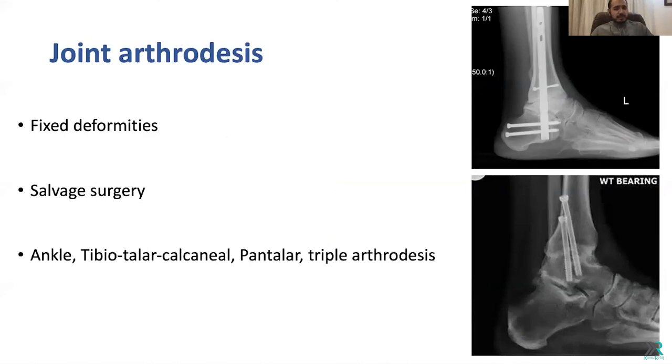There are many advancements in this field where now we're doing them arthroscopically. So it's minimally invasive: two small poke incisions to insert the camera and the arthroscopic instrument. After that, percutaneous fixation with screws or a nail holds the position of a plantigrade foot.